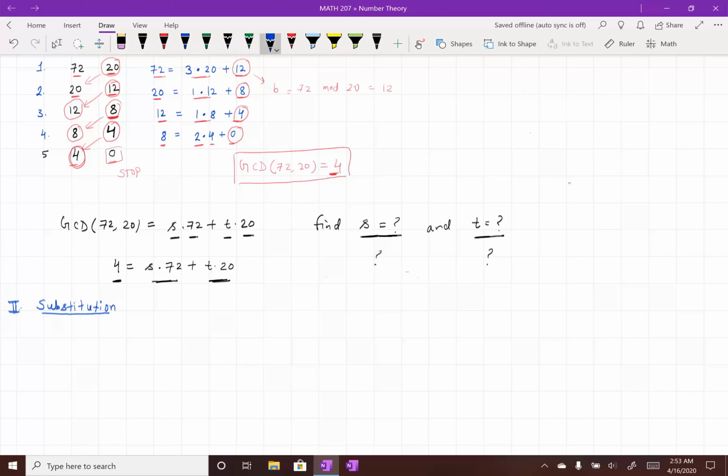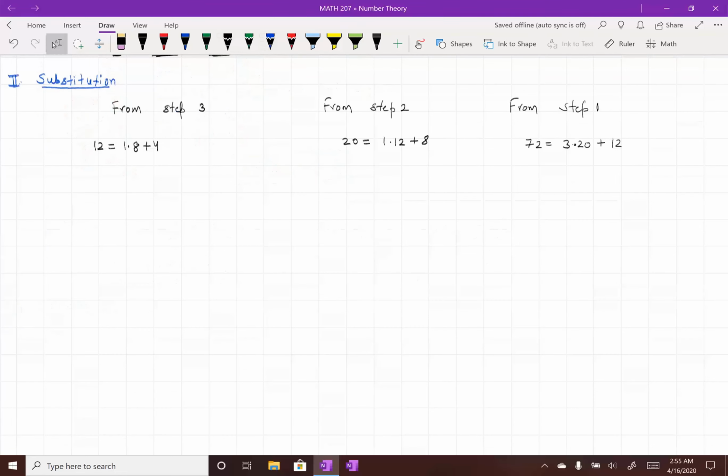So in the second part of your extended Euclidean algorithm, you're going to follow the substitution steps. In the substitution steps, you're going to visit your Euclidean algorithm and see if you can substitute some values from there or not. From the step 1, 72 is written as 3 times 20 plus 12. So from there, you can rewrite 12 in terms of 72 minus 3 times 20.